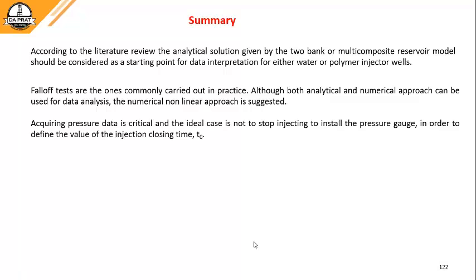Data acquisition. Acquiring pressure data is critical, and the ideal case is not to stop injecting to start the pressure gauge. In practice, this sometimes is not done. In order to define the value of the injection closing time, like in the build-up, you need the t sub 0 before analyzing the build-up. You need the drawdown pressure just before starting the first build-up pressure. Here, you need the last value of the injection pressure to analyze the fall-off.